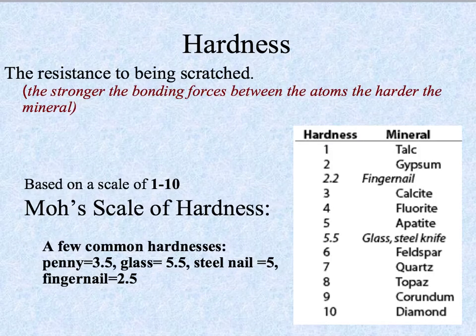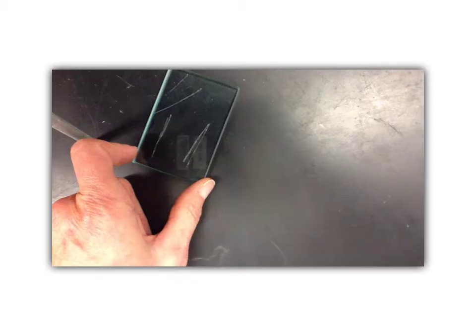Hardness is perhaps one of the best tests that help to identify minerals. Make sure you know and actually memorize the hardness scale of 1 to 10, but also the hardness of your fingernail, glass, and a nail, so that you can use those items as a comparison to figure out hardness. Here's a quick video of how to do the hardness test.